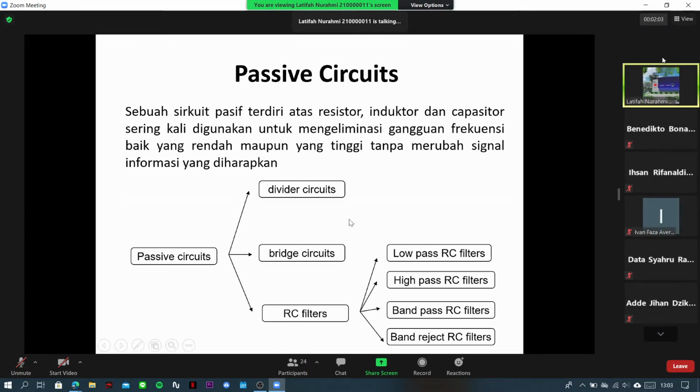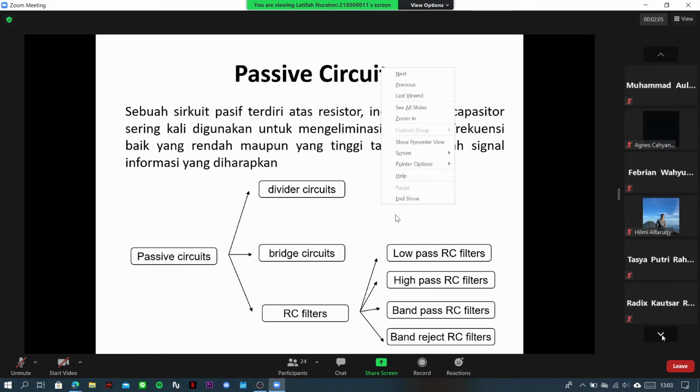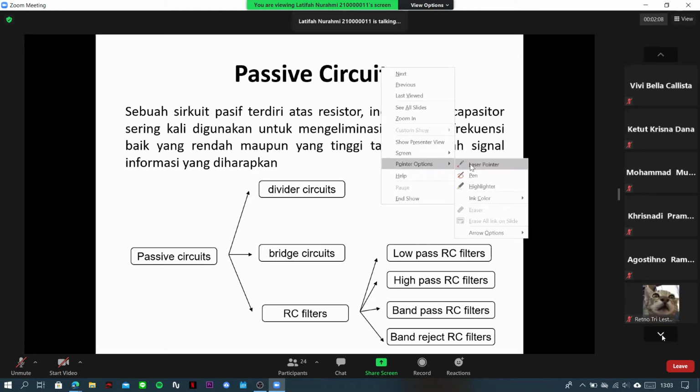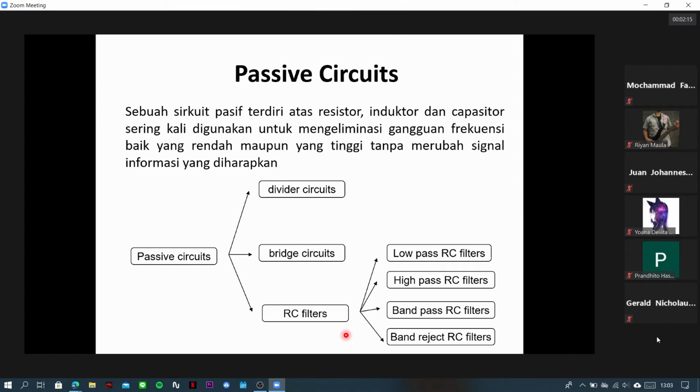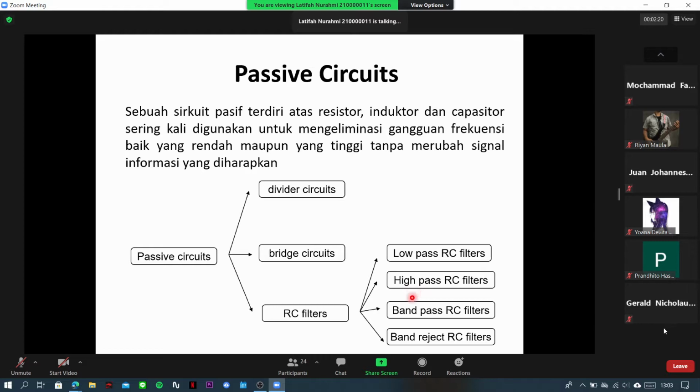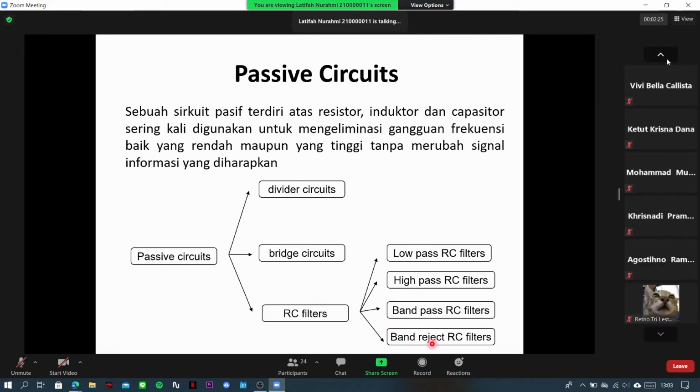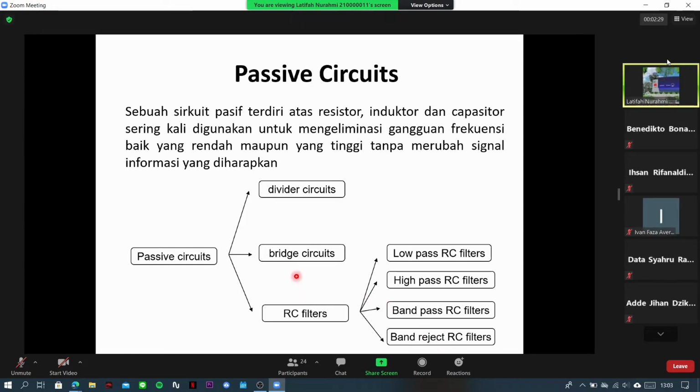So RC is basically resistor and capacitor to filter some noise, either in high frequency or lower frequency. There can be low pass RC filters, high pass, band pass or band reject RC filters. You can also read this in more detail in the books. They are all available. I will strongly suggest you read the books in more detail.